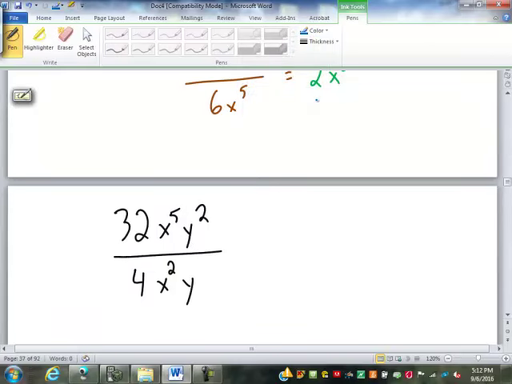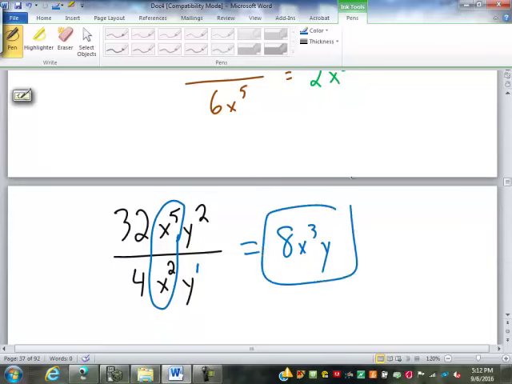So something like this, we can divide: 32 divided by 4 is 8. Now, just like when we multiplied, we combined each variable separately. When we divide, we're going to do the same thing. X to the 5th divided by x squared is x to the 3rd. 5 minus 2 is 3. And then y to the, I think this is 1. 2 minus 1 is 1, right? So y to the 1, or just y. 8x to the 3rd times y.